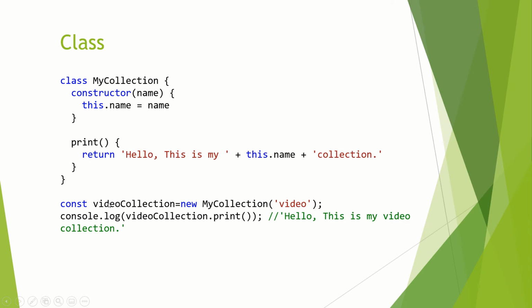Now if we want to access this print method using the object, using the object and dot print method, you can call this method. It will print hello, this is my video collection. By this way you can call any number of methods, meaning using the object and dot notation you can call any number of methods of your class. So this is the way that you can declare the class and use the class in JavaScript.